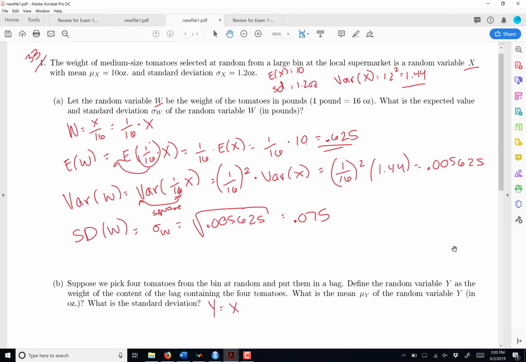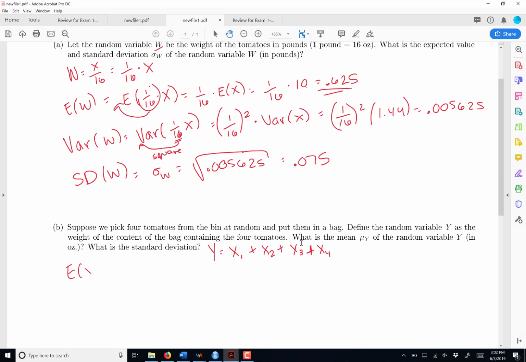So I have to do the first one plus the second one plus the third tomato plus the fourth tomato. Again, because each tomato will be different, we have to add up 4 tomatoes instead of multiplying. That makes a difference when you find your variance.